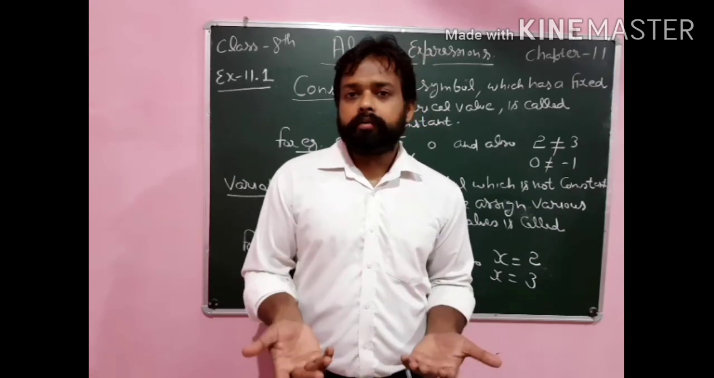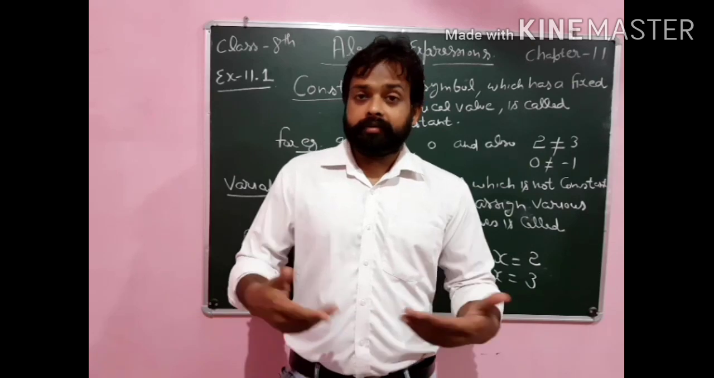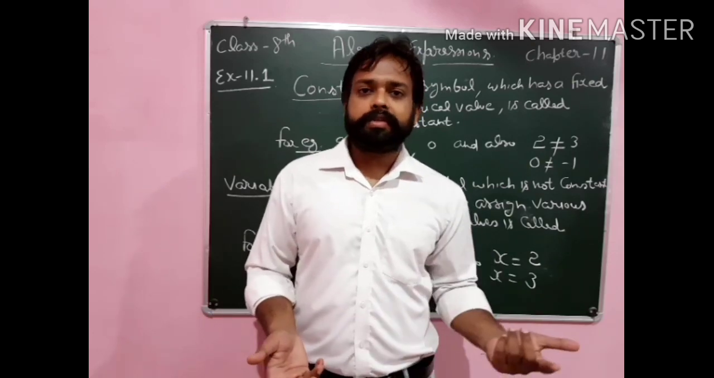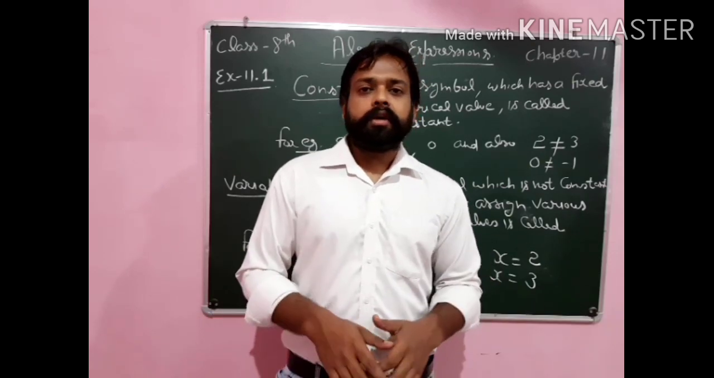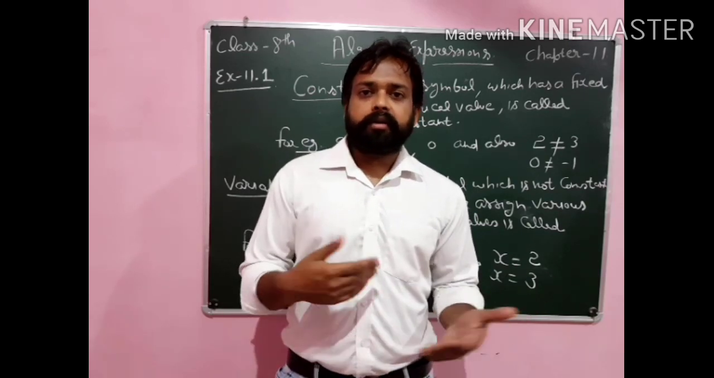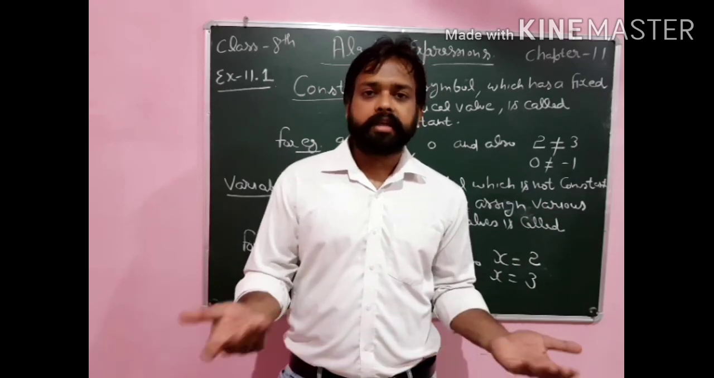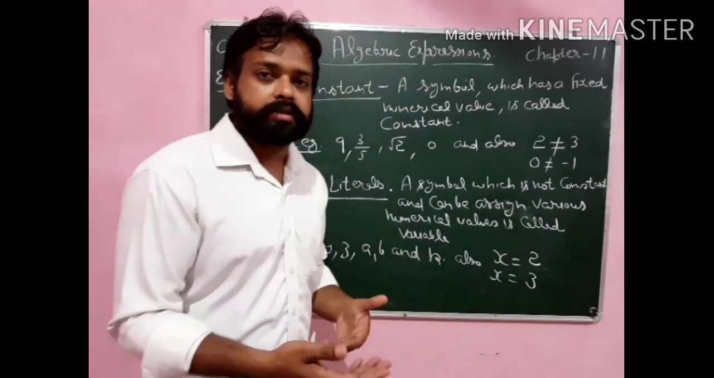Means 2 always remains 2. 2 cannot be 3, 2 cannot be 10. Even 10 always remains 10, it cannot be 0, it cannot be -1. So basically constant values are numerical values and their value cannot be changed, its value always remains the same. So this is the definition of the constant.